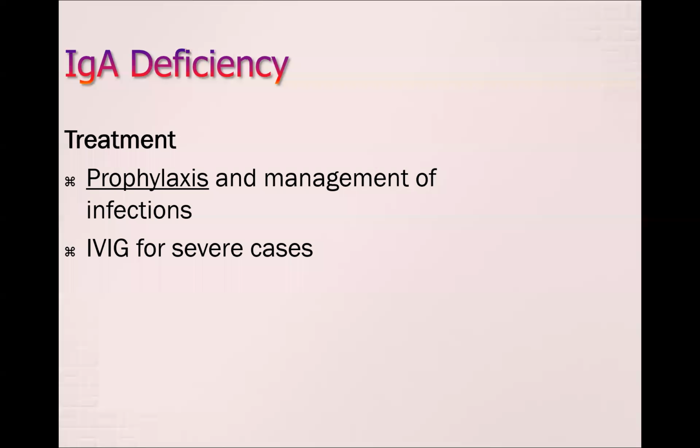IgA deficiency for more moderate cases will at times have antibiotic prophylaxis given depending on the recurrent type of infections that they're having, particularly sinopulmonary infections. But this really should be managed under the guidance of an immunologist.